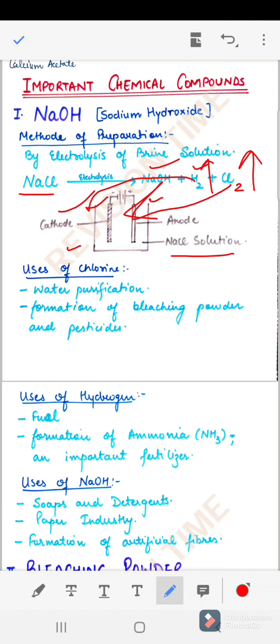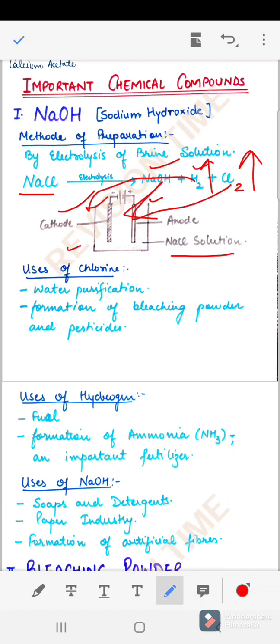So now what are the uses of these products formed? First is chlorine. Chlorine is used for the purification of drinking water. It is a disinfectant. Next, chlorine is also used to prepare bleaching powder and in pesticides.